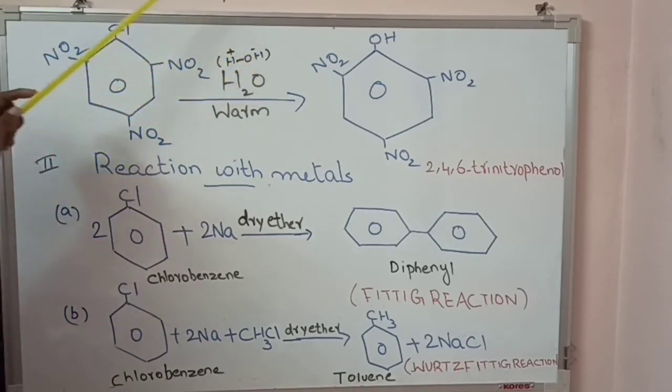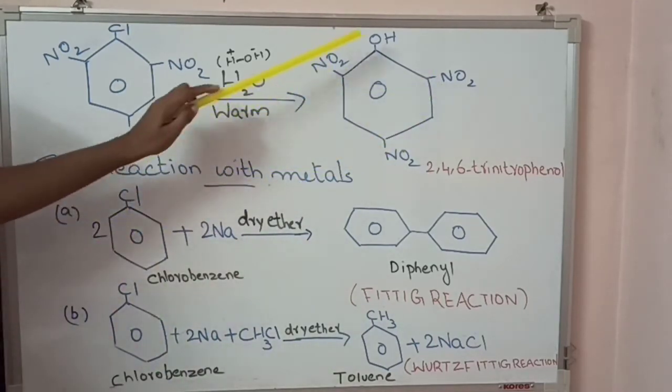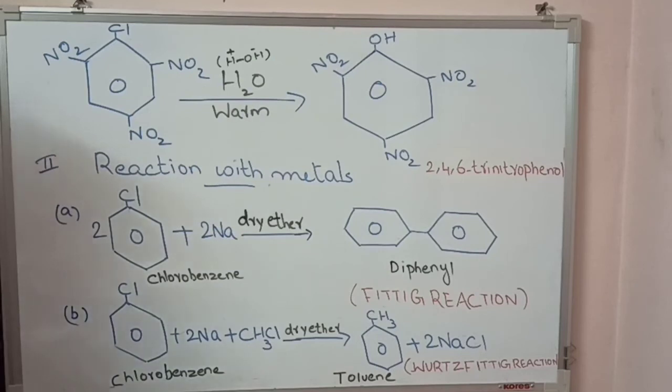OH group will add to this benzene ring and form 2,4,6-trinitrophenol. This 2,4,6-trinitrophenol is called picric acid. So as the number of electron withdrawing groups on benzene ring increases, then the reactivity of haloarene increases. Clear? So second type of reaction is reaction with metals.